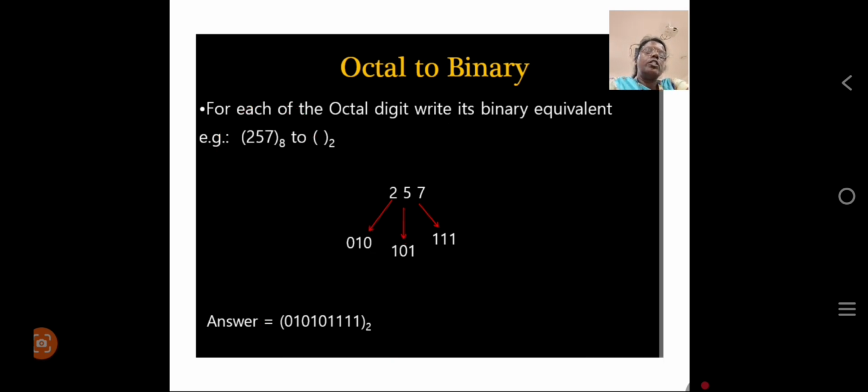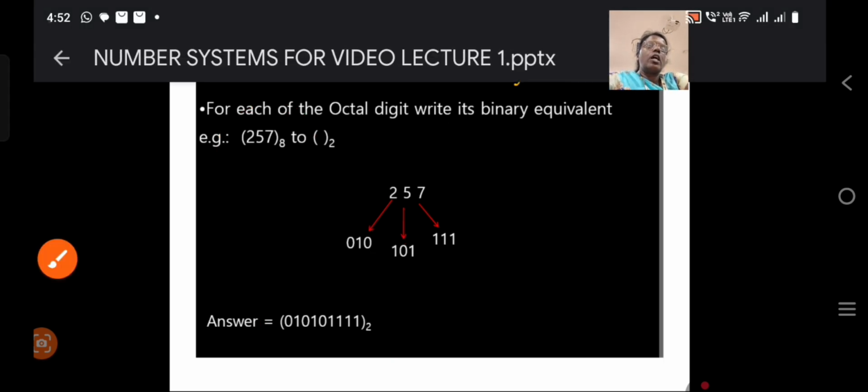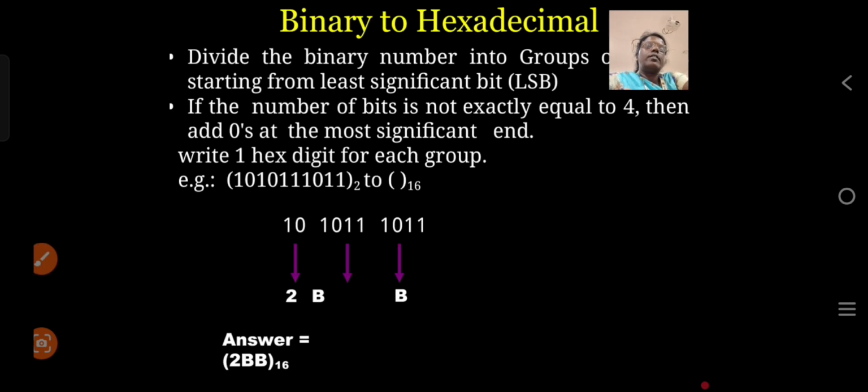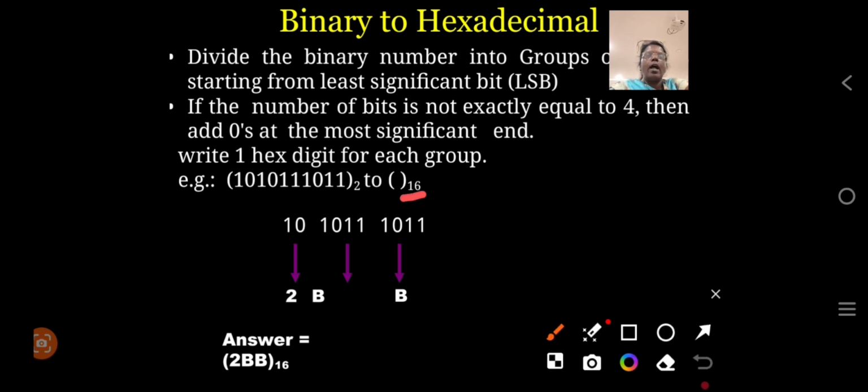The same procedure can be followed for converting binary to hexadecimal as well as hexadecimal to binary. The only difference is that when we convert a binary number into hexadecimal, the binary number should be divided into groups of 4 bits, and each 4 bits should be replaced with the corresponding hexadecimal digit. So this is how we proceed here.